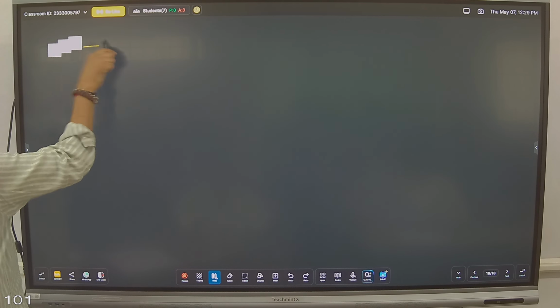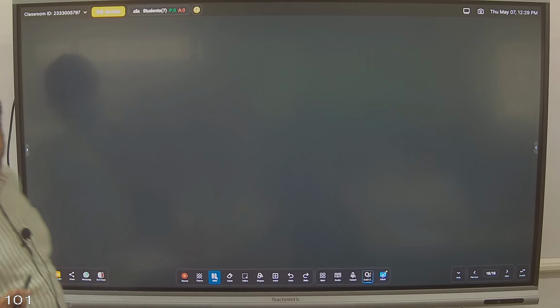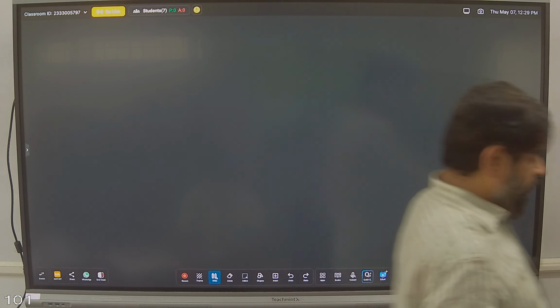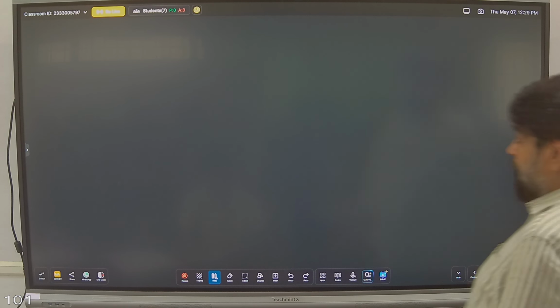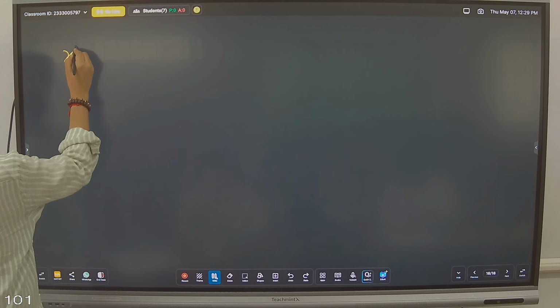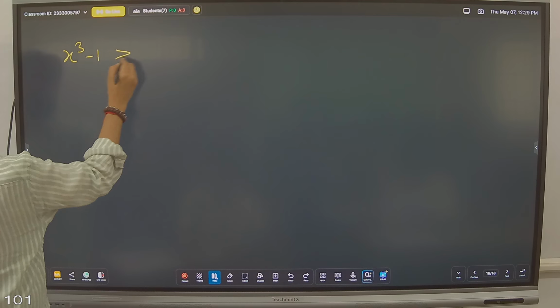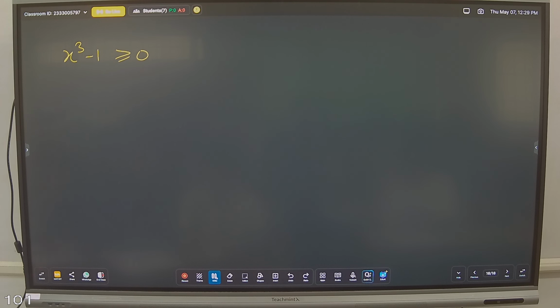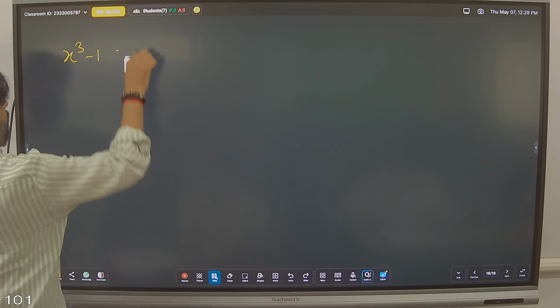Okay. I hope all of you understood the meaning of division. Is it clear? Now, let's go ahead. Can you solve this question? Or let's make it a little bit more dirty.